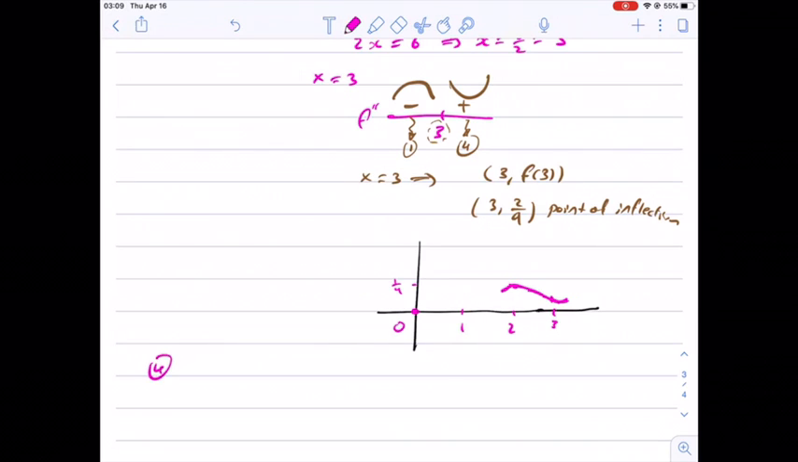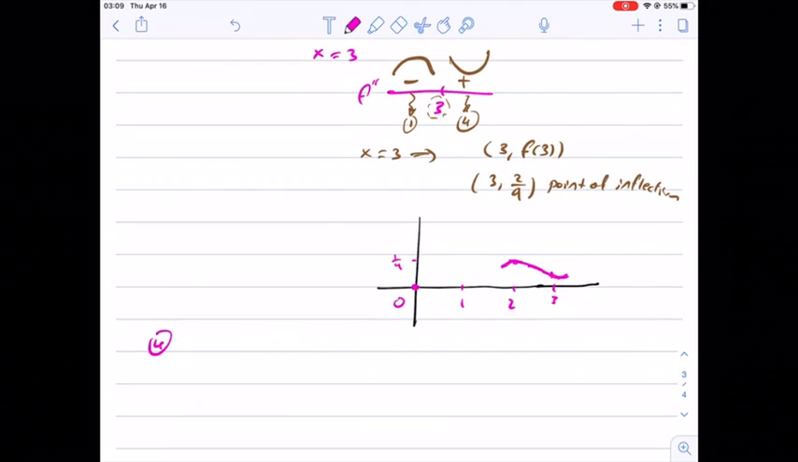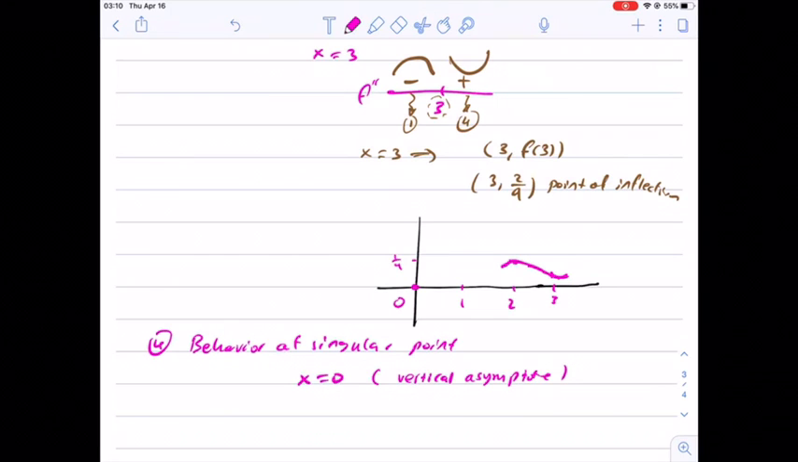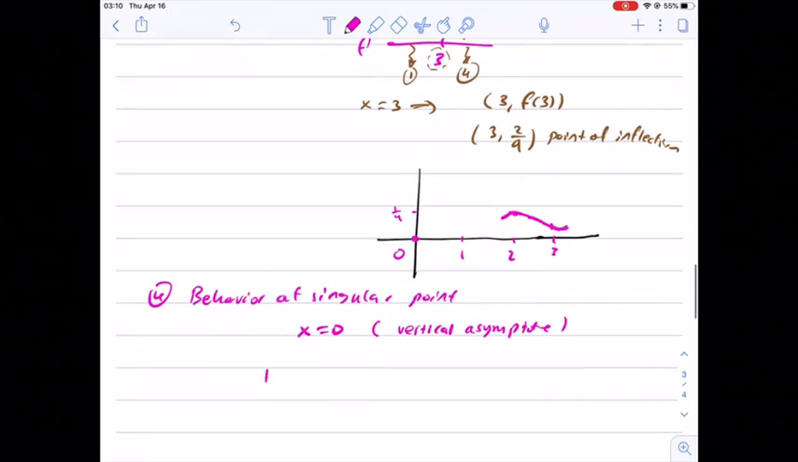Okay, now let's continue. And then we study the behavior at the singular point. The singular point here is x equals 0. That means the point where the function is not defined. So this is a vertical asymptote. So we study the limit, or the behavior of the function, around this.